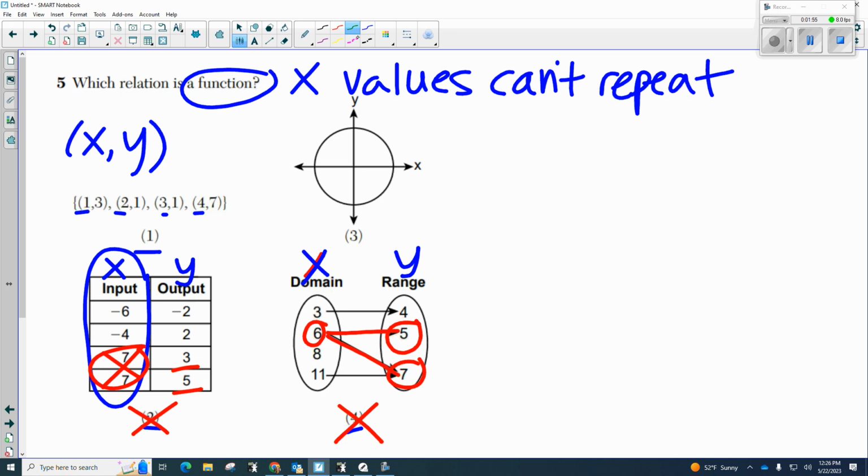Now I kind of skipped over 1, but I said, do the x values repeat? And hopefully you were thinking, no. I think I got a little excited and I just kept going. So number 1 is the correct answer.